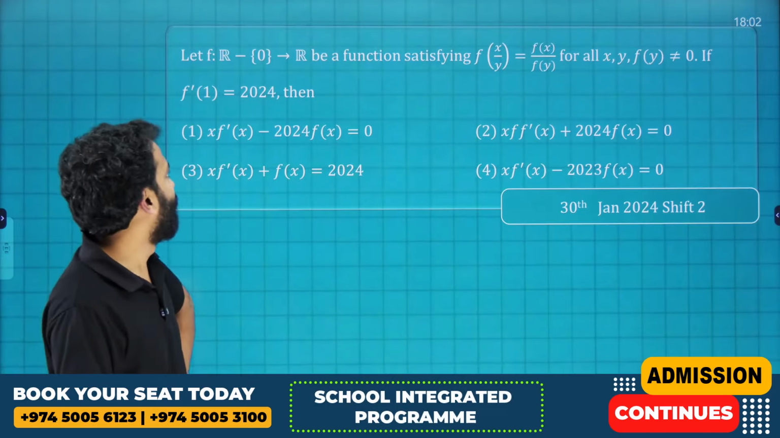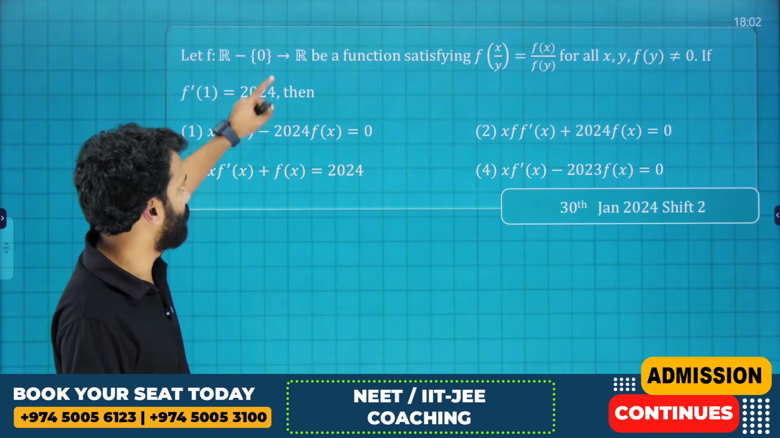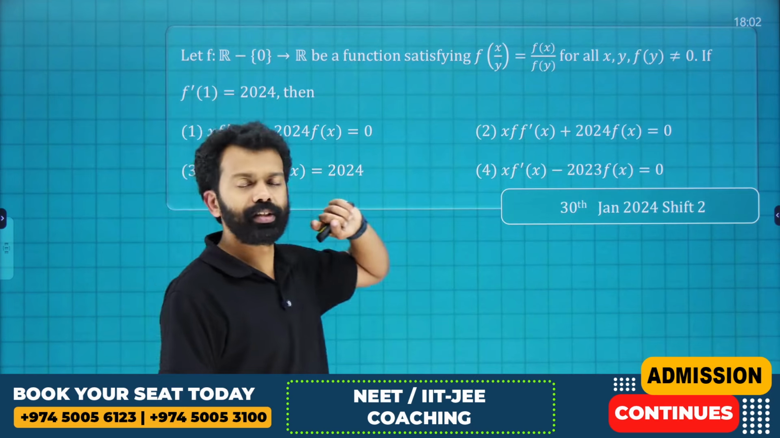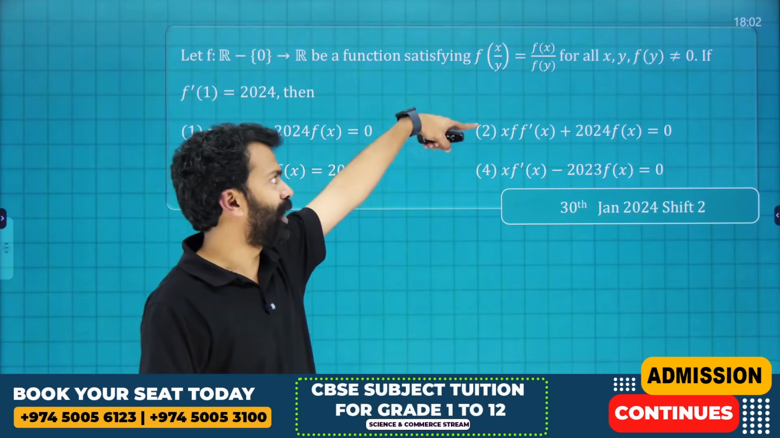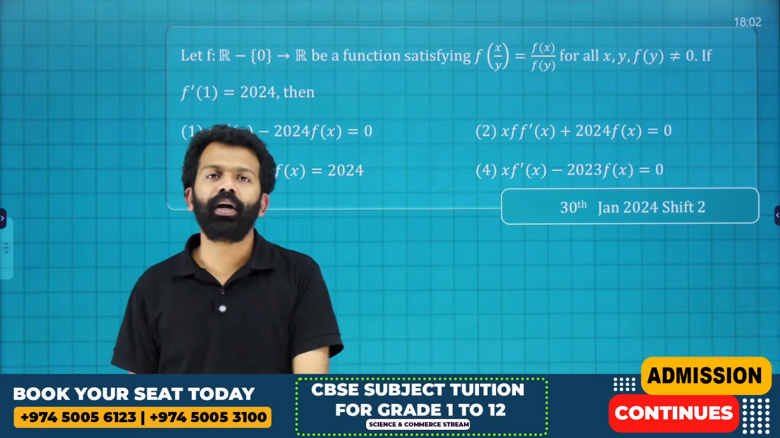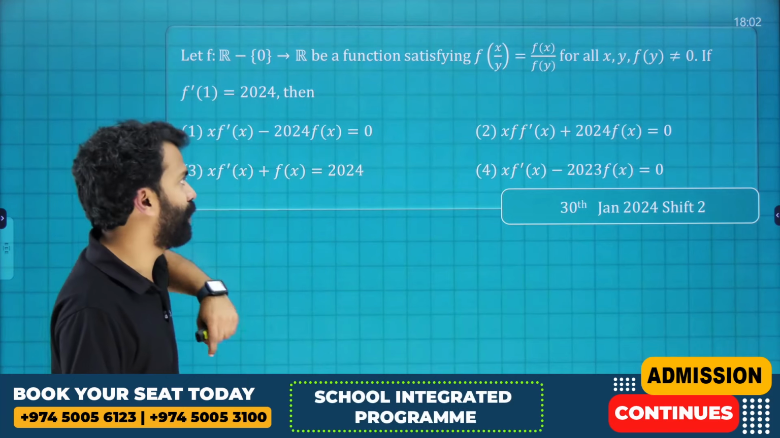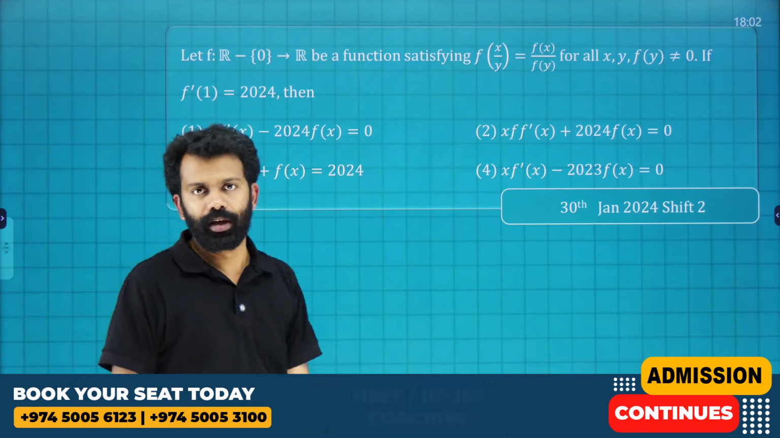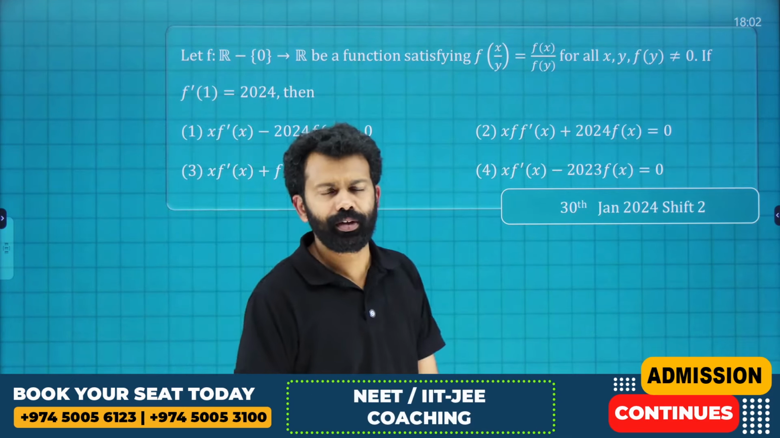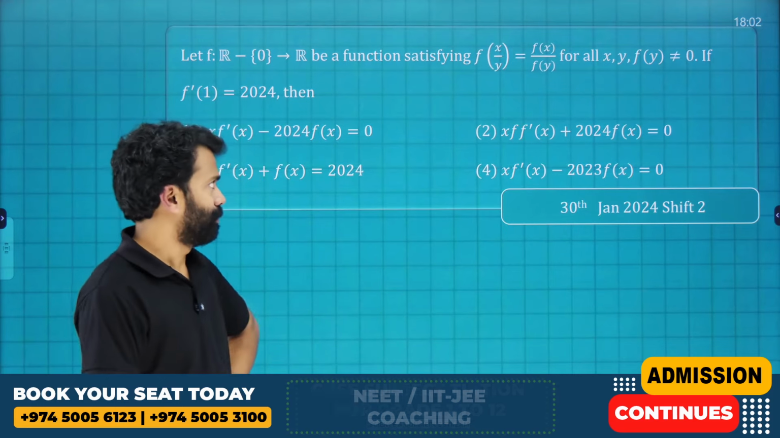Let function f defined from all the real numbers except 0 to real numbers be a function satisfying f of x by y is equal to f of x by f of y for all x, y not equal to 0. If f dash of 1 is equal to 2024, then which among the following options are correct? How are you going to formulate this one? A very interesting question actually, and a very easy one also.